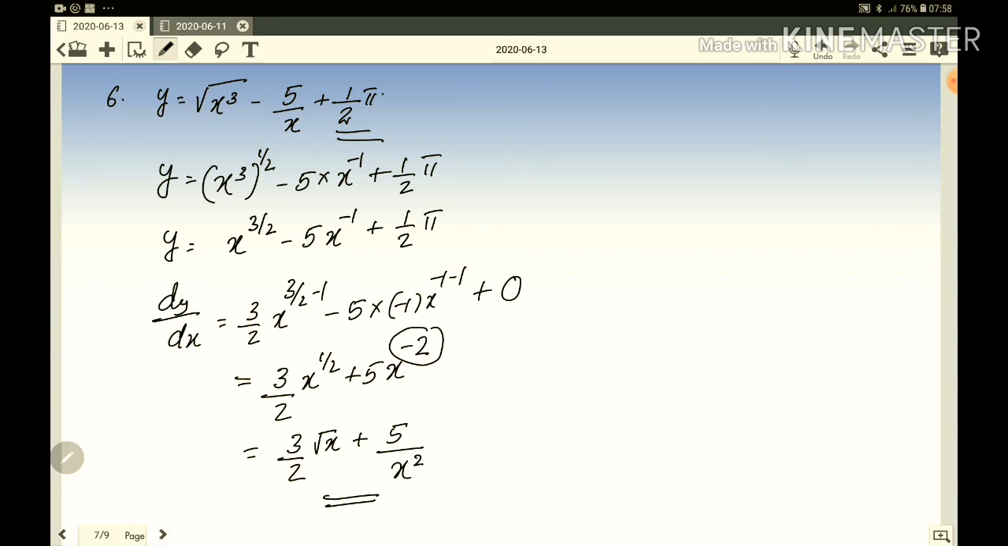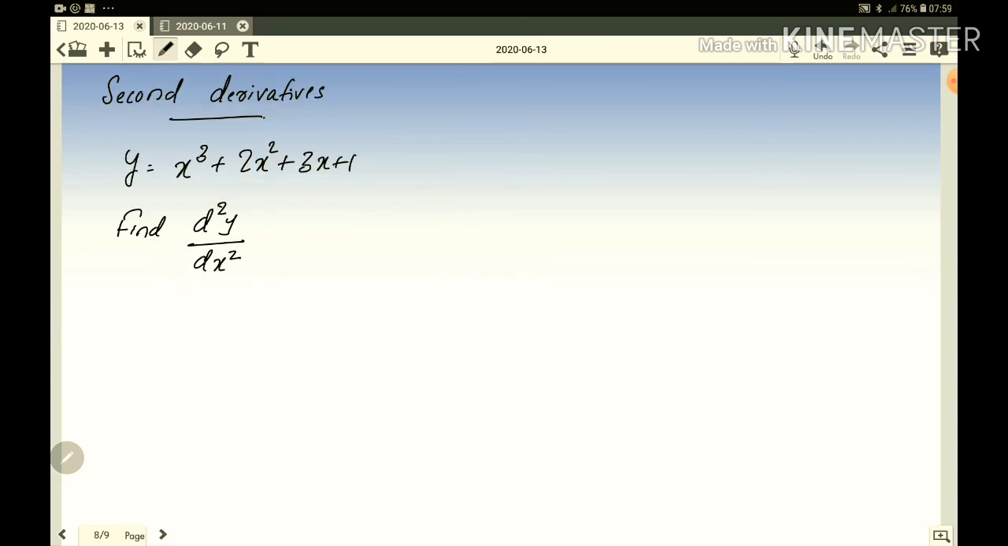This is the answer. Is it clear? Now we can move to the next one. See, this is a second derivative.